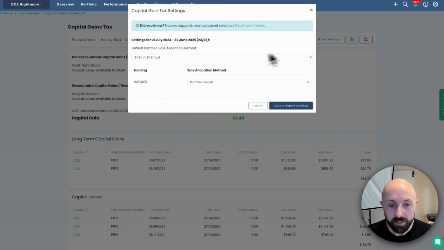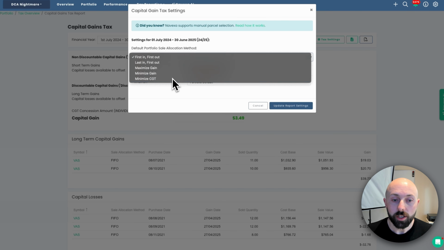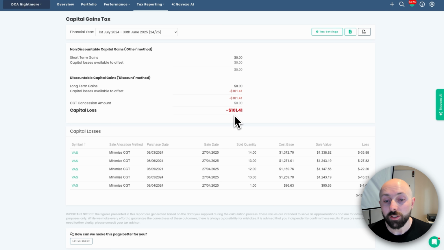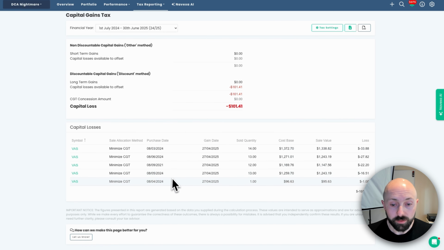Now we can go into tax settings, and instead of using a first in, first out or a FIFO strategy, we could change to a minimized CGT strategy, hit update, and now we have a $101 capital loss, which, you know, you don't pay tax on a capital loss, and a capital loss can even be used to offset other capital gains. So now you can see we have 5 different parcels sold to make up our quantity of 53, and it's selected ones with the highest price first, or the parcels that are going to result in a capital loss. So it gives us a very different outcome with the click of a button.